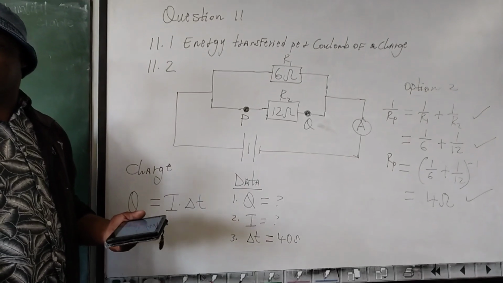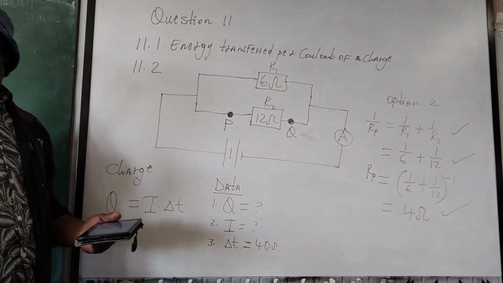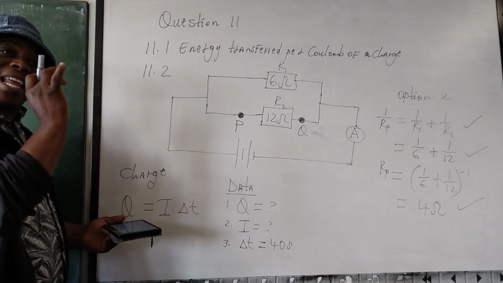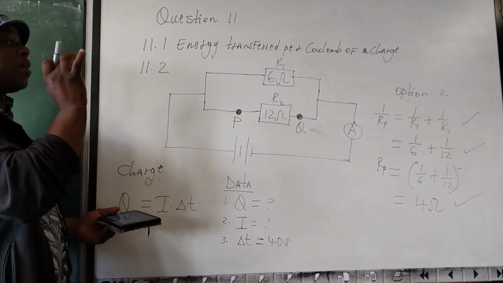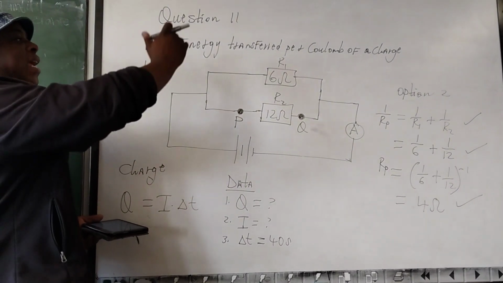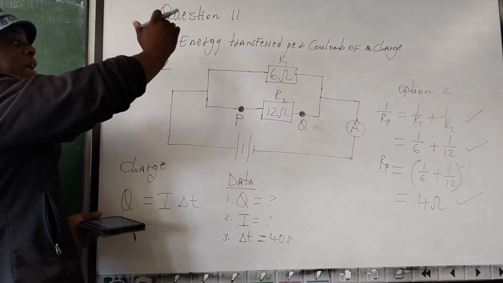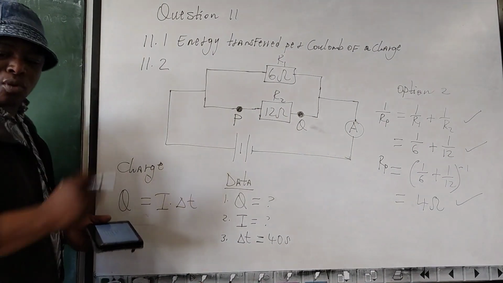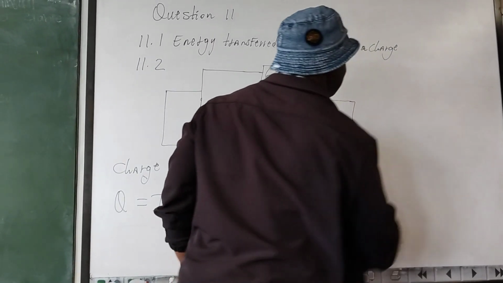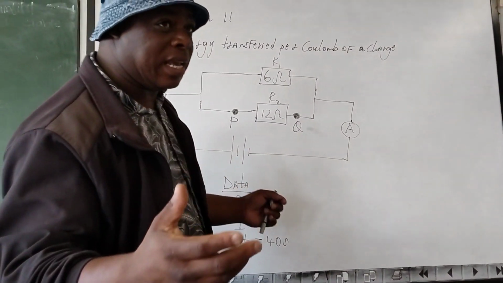Because once we have that voltage, we can now calculate what? The individual currents. So we can calculate the current through 6 ohm, then we can also calculate the current through 12 ohm. But the interest of the question is on 6 ohm. I'm going to use that space on the other side. So let's do that. Resistance? The answer is yes.